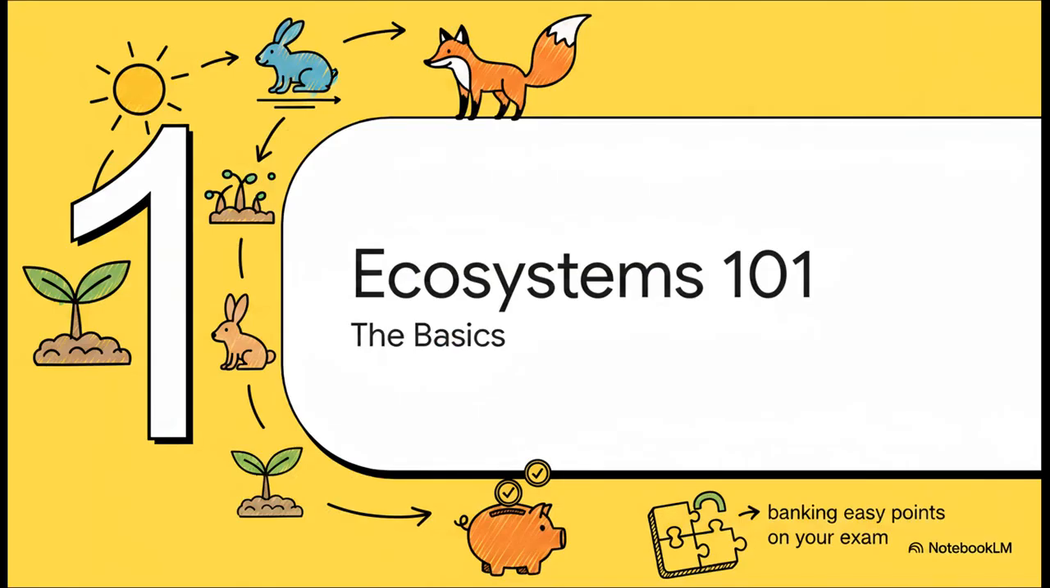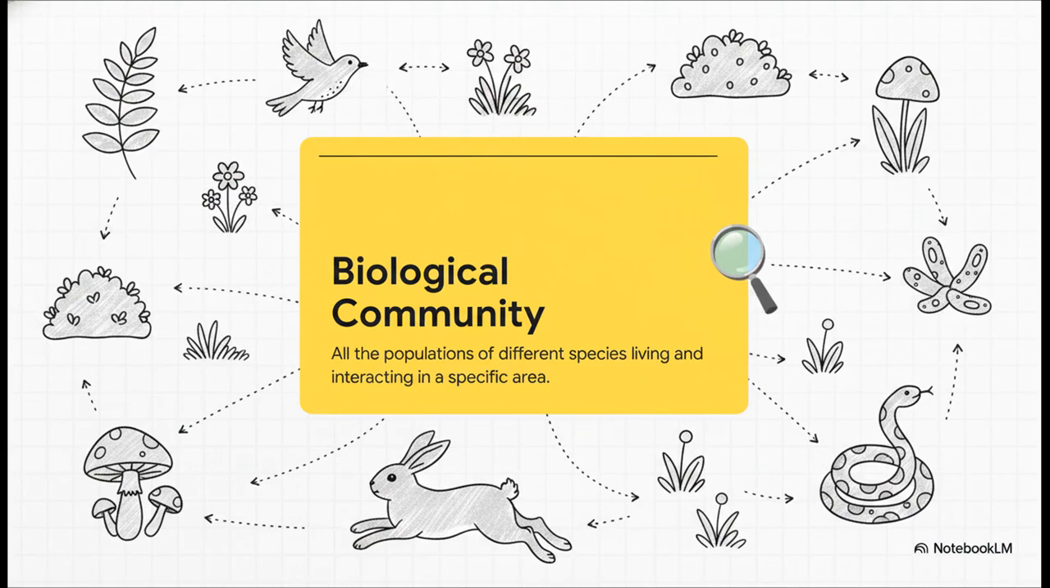Okay, section 1, the basics. Look, getting these simple definitions right, that's how you bank easy points on the test. So let's lock these in right now. First up, a biological community. This is simple. It's just the living stuff. We're talking about all the different plants, animals, fungi, you name it, all living in the same area and, this is the important part, interacting with each other. It's the whole web of life.